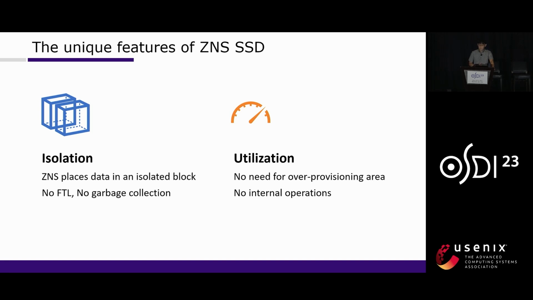The features of ZNS SSD can be categorized into two aspects. Firstly, it offers isolation, eliminating the need for FTL and garbage collection. There is no I/O interference between user I/O and internal data operations in ZNS. Secondly, ZNS SSD does not require an overprovisioning area to reduce the WAF, and there are no internal operations consuming the bandwidth. This means users can fully utilize the device.